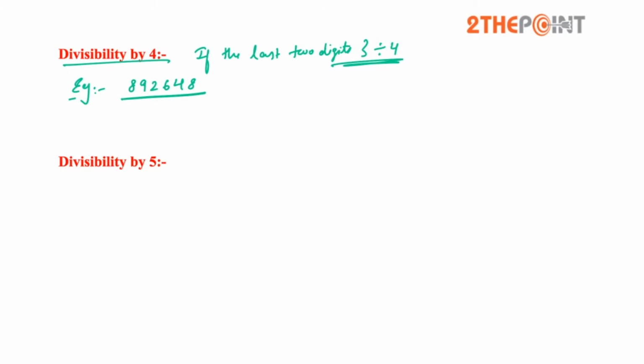Next is divisibility by 4. A number is said to be divisible by 4 if the last two digits are divisible by 4. Then only the complete number is said to be divisible by 4. For example, let's take the number 892648. Instead of dividing this entire number by 4, just consider the last two digits, that is 48. Check whether it is divisible by 4. 4 ones are 4, 4 twos are 8. Yes, it is completely divisible by 4. It can be said that the given number is divisible by 4.